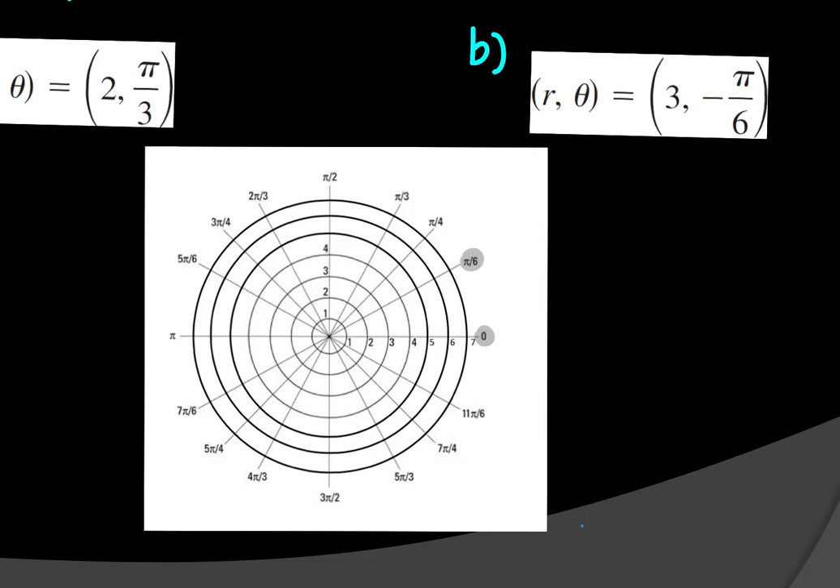So it starts at 0, goes to pi over 6, pi over 4, pi over 3, pi over 2, all the way around, okay? So all the over 2s, all the over 6s, all the over 4s, all the over 3s, and then your quadrant angles like 0 and pi are on here, okay?